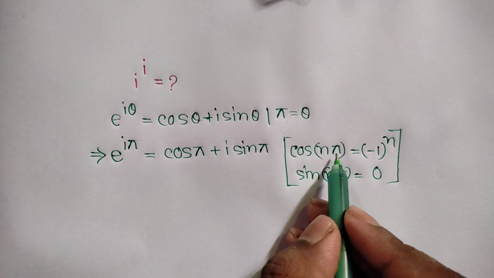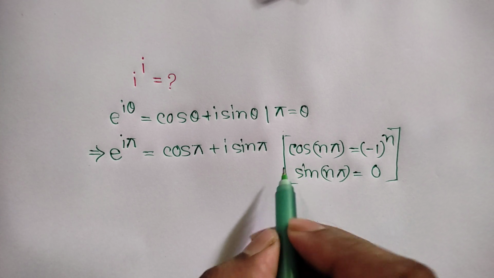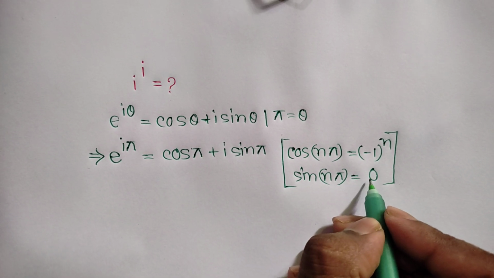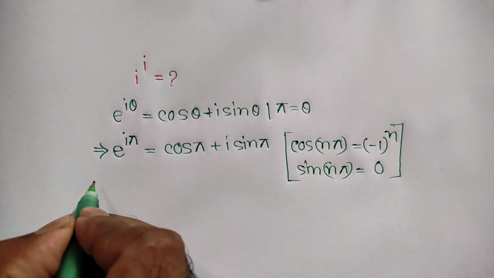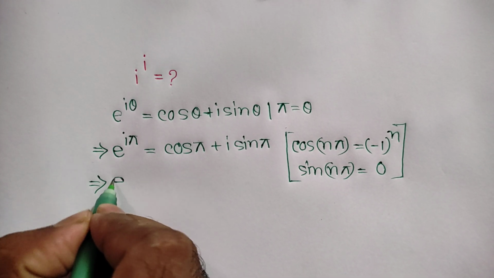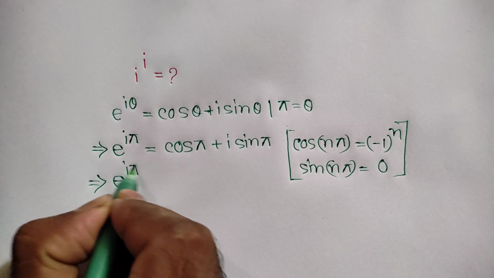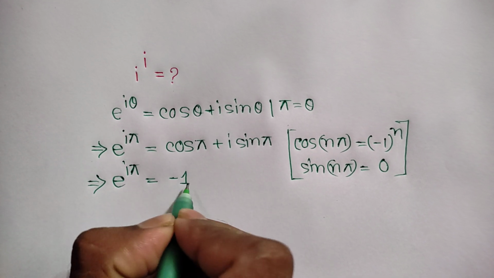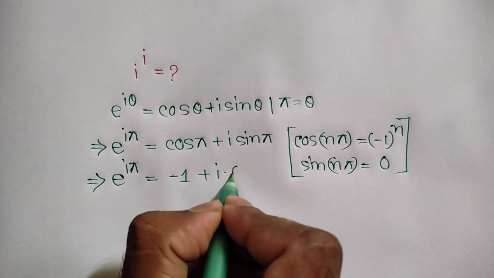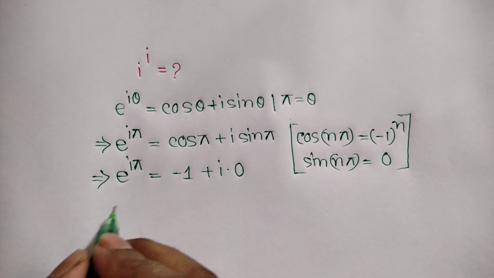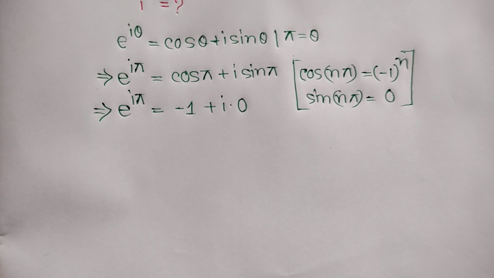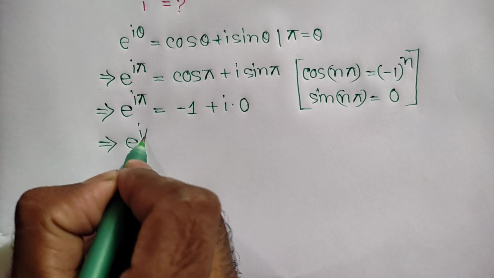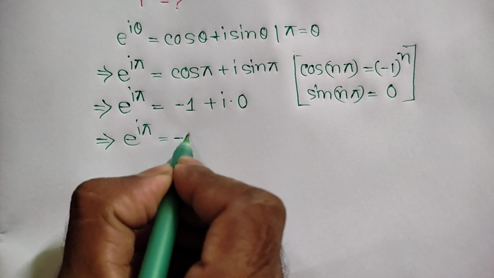So for n equal to 1, here we can write cos pi is equal to negative 1 and sin pi is equal to 0. So from here we can write e to the power i pi is equal to negative 1 plus i times 0, or e to the power i pi is equal to negative 1.